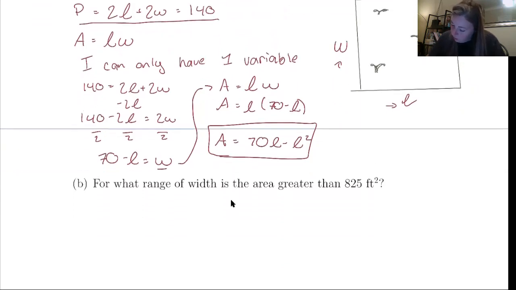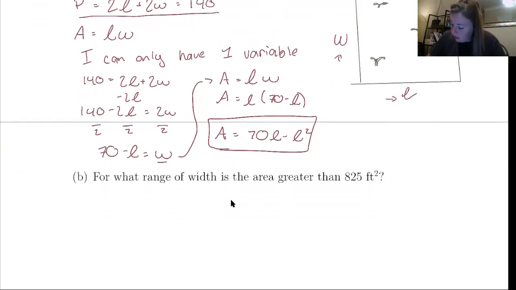So what range of width makes the area greater than 525 feet squared? We could also solve for L, so this would be 70 minus W equals L. That would also give me that A equals 70W minus W squared. So absolutely read through all the questions of each problem so you know which ones you're going to be looking for.